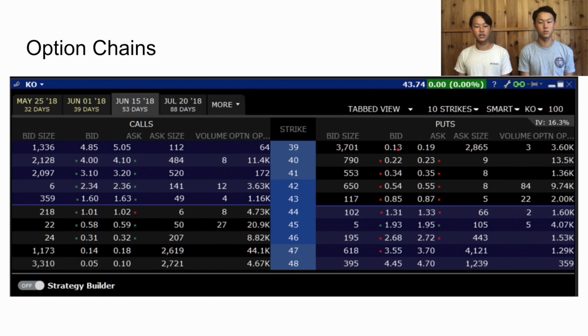We can see that the in-the-money options are highlighted in blue, and the out-of-the-money options are black. This is the same on the right for the puts. The in-the-money options are blue, and the out-of-the-money options are black.